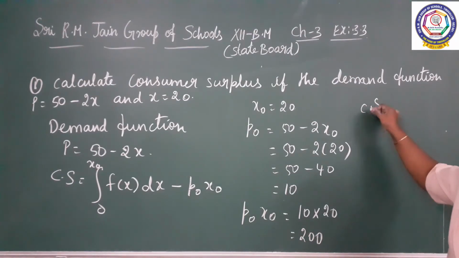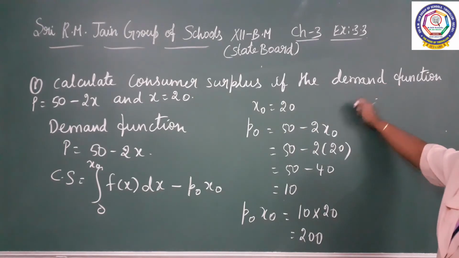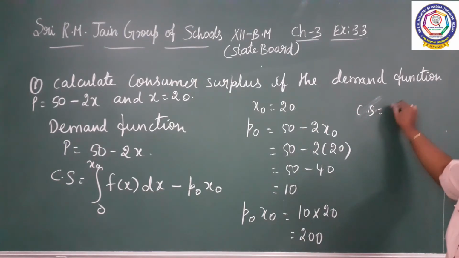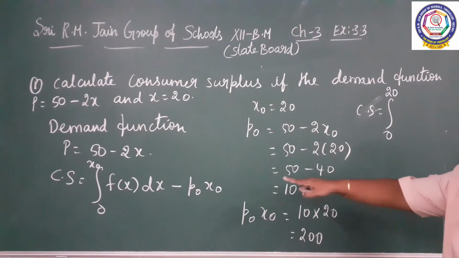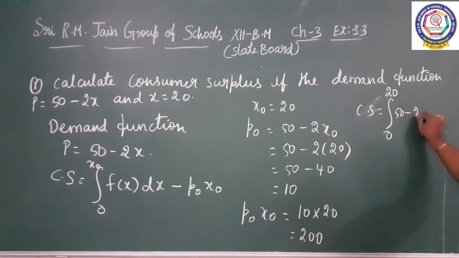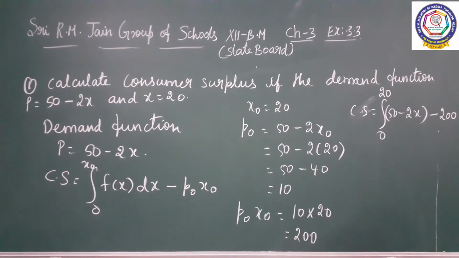Therefore, consumer surplus equal to integral 0 to, what is that x naught value? 20. The limit is 0 to 20 units. f of x is 50 minus 2x, minus p naught x naught, which is 200. Then you should find out the value of consumer surplus now.